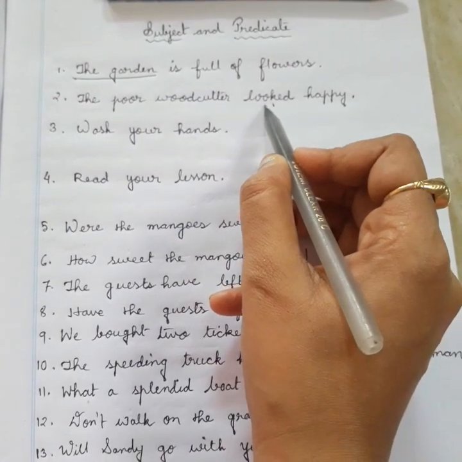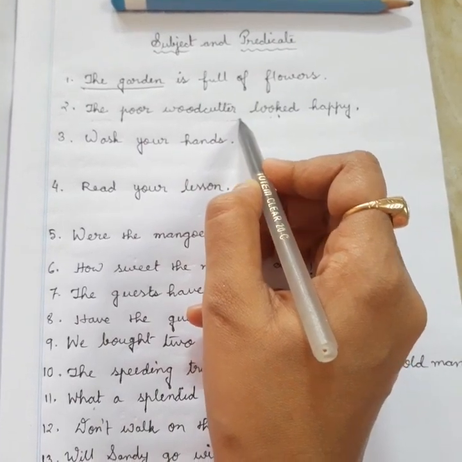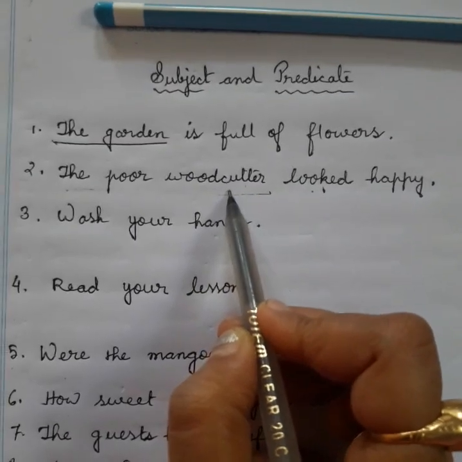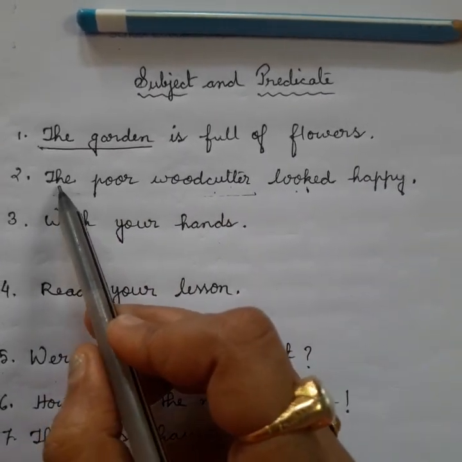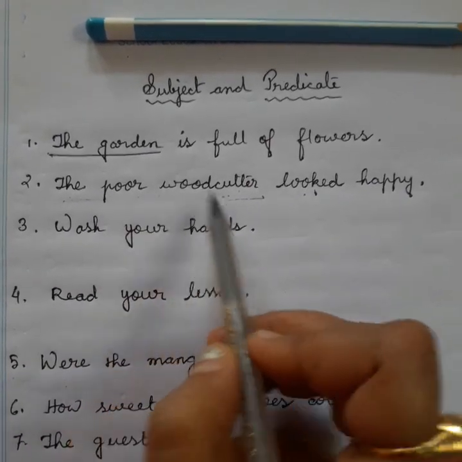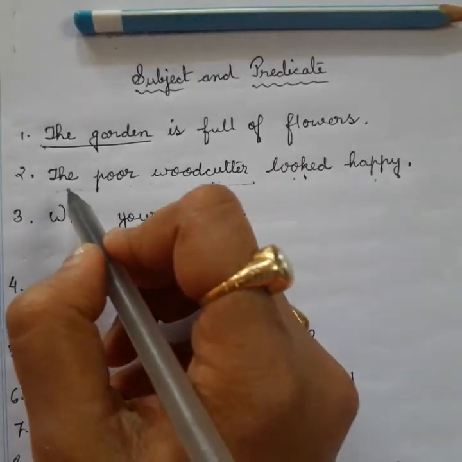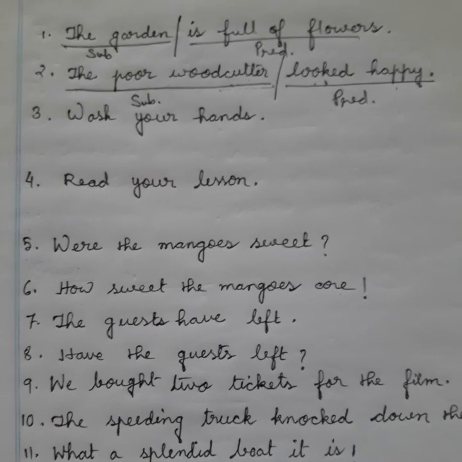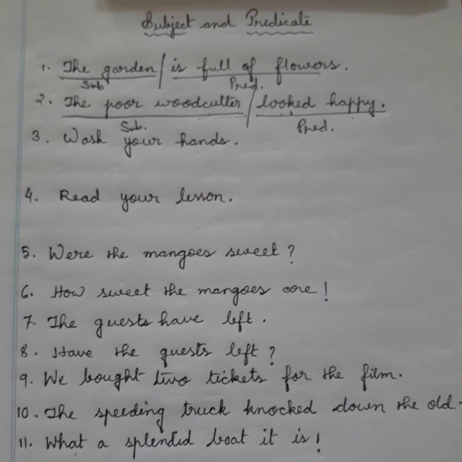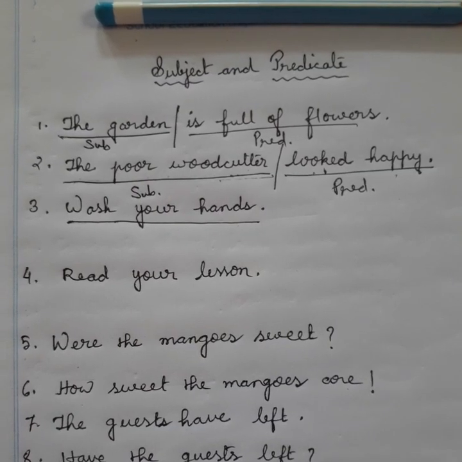If looked is the verb, then whatever portion is there before the verb, that is the subject. So here the sentence is talking about the poor woodcutter. The poor woodcutter is the subject, whereas looked happy is the predicate. Okay. A predicate contains a verb in it, whereas a subject contains a noun.